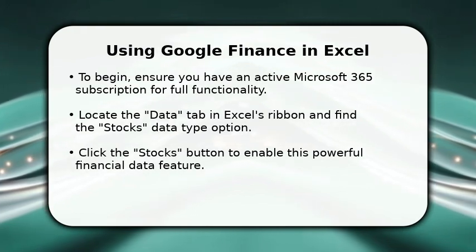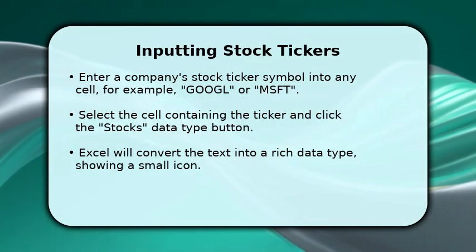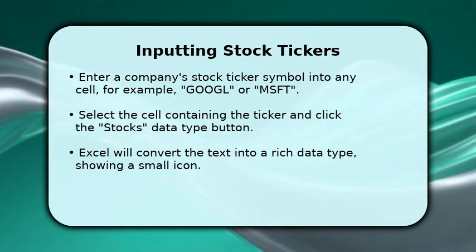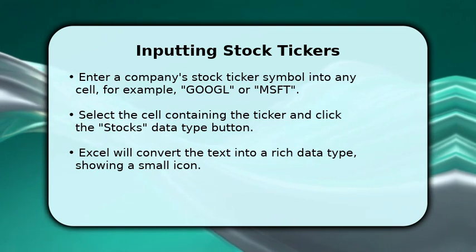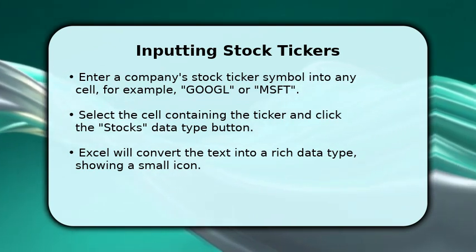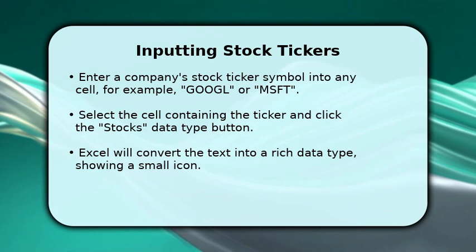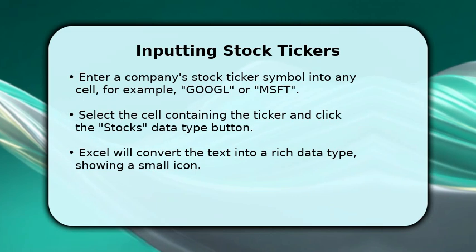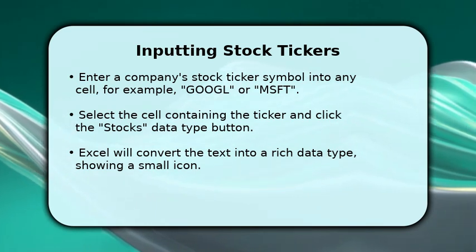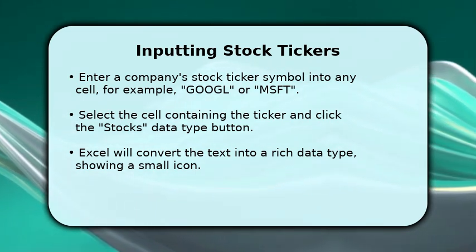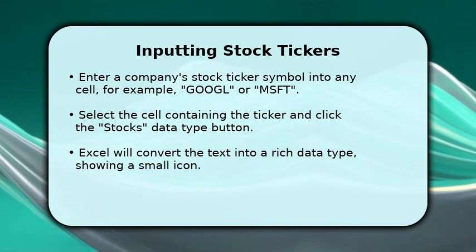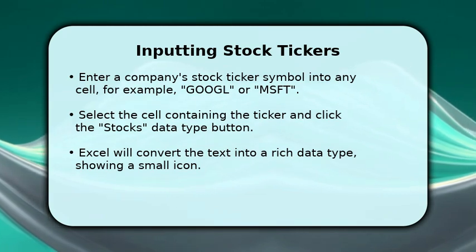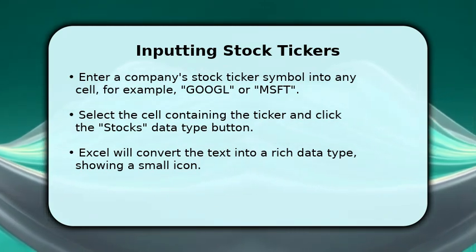Once you have enabled the stocks data type, the next step is to input your desired stock ticker symbols. Simply type a ticker, such as GOOGL for Alphabet or MSFT for Microsoft, into any cell. Then, select that cell and click the Stocks button again. Excel will recognize the ticker and convert the text into a rich data type, indicated by a small icon next to the symbol. This transformation allows Excel to link to a vast database of financial information.